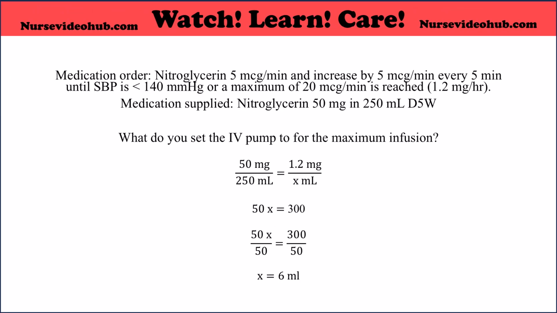Set up your proportion. The first ratio is the medication supplied, 50 milligrams per 250 milliliters. The second ratio is the desired dose, 1.2 milligrams per X milliliters. Solve for the number of milliliters by cross-multiplying. 50 times X and 1.2 times 250. This results in 50X equals 300. Divide both sides by 50 to solve for X. X equals 6. The maximum IV pump rate is 6 milliliters of nitroglycerin.